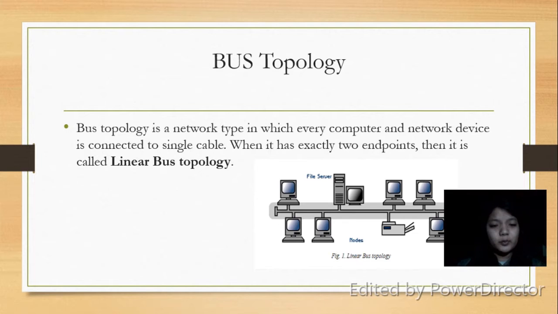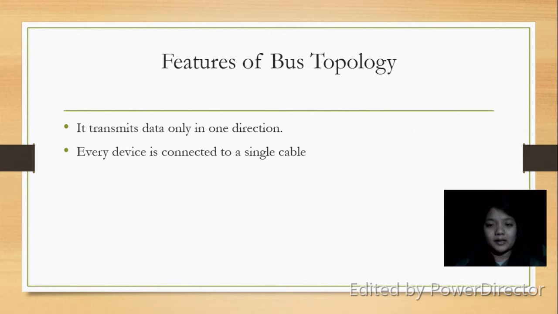Bus topology is a network type in which every computer and network device is connected to a single cable. When it has exactly two endpoints, then it is called linear bus topology. As you can see in the picture, they are connected to a single line, or they use one line only.